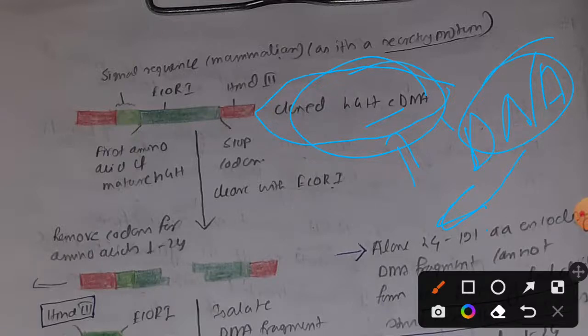But in case of our human growth hormone, there is a presence of introns, that is non-coding sequences in the DNA which is coding for human growth hormone. That is why we don't consider only the normal DNA. We have to isolate the cDNA molecule, then from cDNA we can proceed.